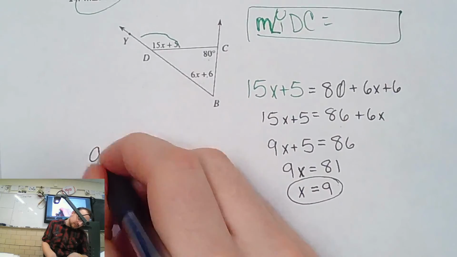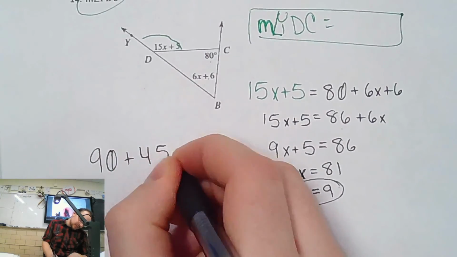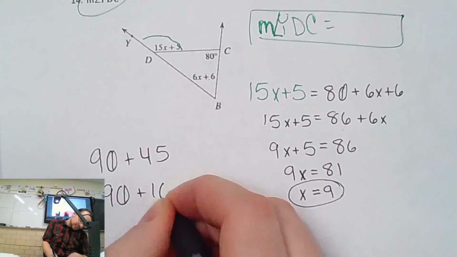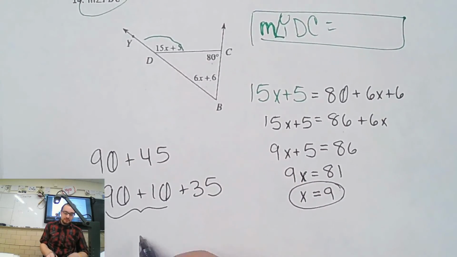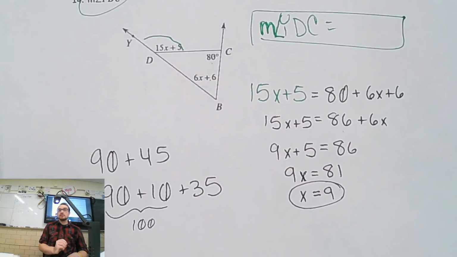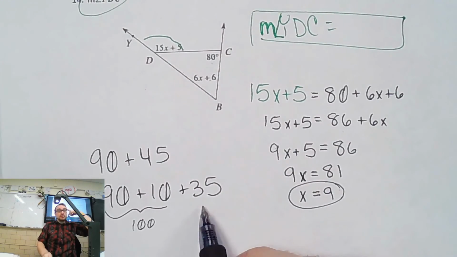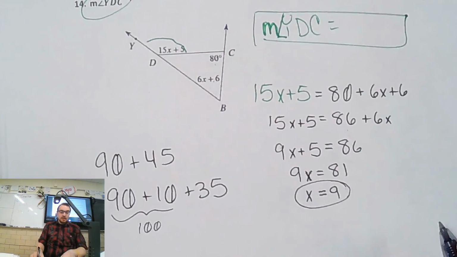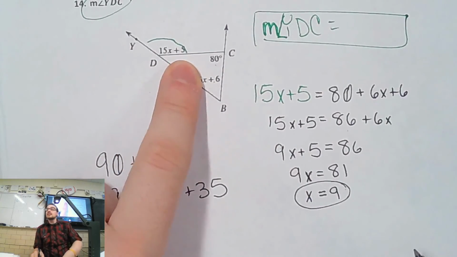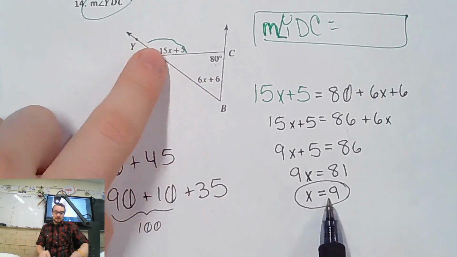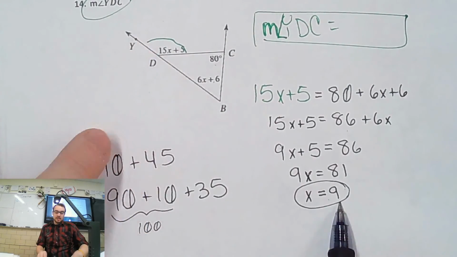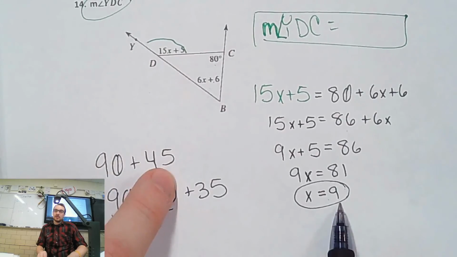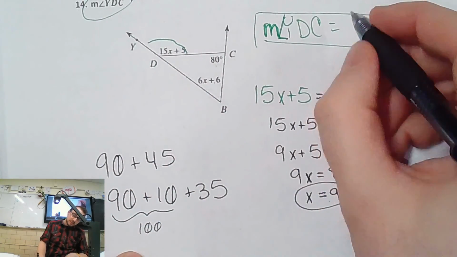Let me write that down. I'm going to think of this in my head as 90 plus 10 plus 35. What's 90 and 10? 100. Do you see how I did that? I can think of 100 in my head plus 35, right? 135. Now I got to add that last 5, right? 9 times 15 was 135, because I did 9 times 10 and got 90. Oh, 9 times 5 is 45, right? Now I got to add that last 5. So it's going to be 140.